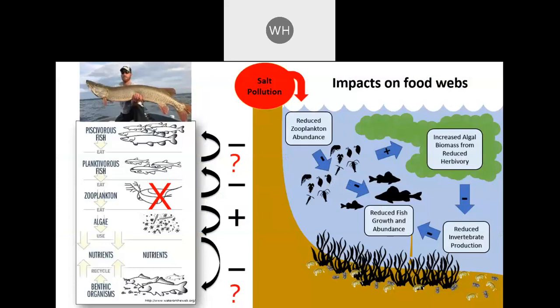And so if we go back to the right here, these are some of the things we've noticed so far to date. You get reduced zooplankton abundance, you get an increase in algal biomass from reduced herbivory or reduced foraging rate. That can shade out the water column. We've seen direct effects on invertebrate production, all those critters at the bottom of the lake, and some effects on macroalgae, the plant-looking stuff on here.